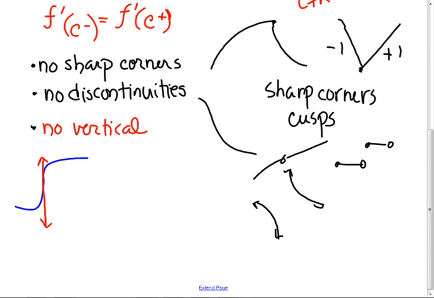Right. X cubed. I'm sorry. Y equals the cube root of x. Now I'll let you do the math on it if you want.